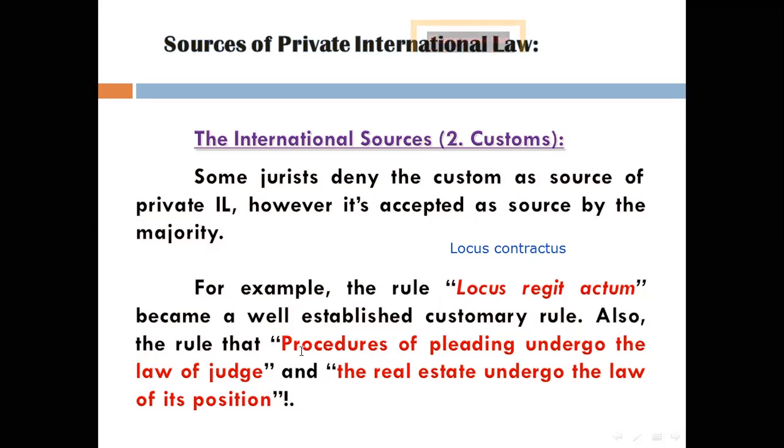Also, there is a rule which says that procedures of pleading undergo the law of the judge.